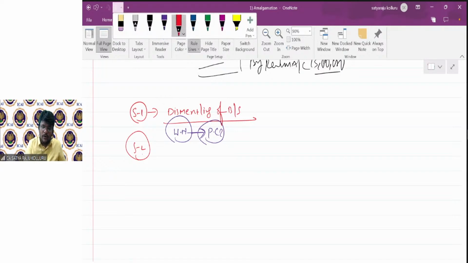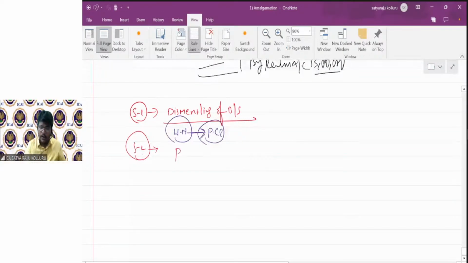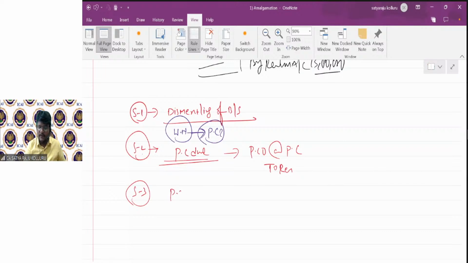In step number 2, you should record the PC due entry. What is the PC due entry? Purchasing company account debit to realization account at the rate of PC. Then come to step number 3. Step number 3 is PC receipt entry.